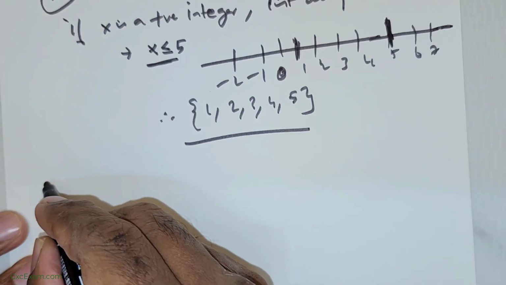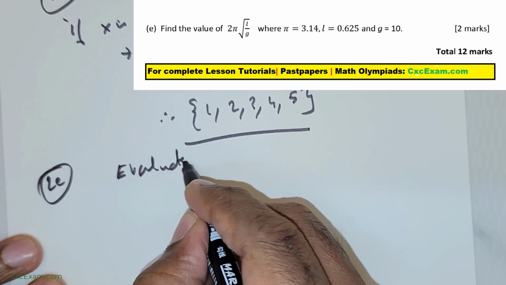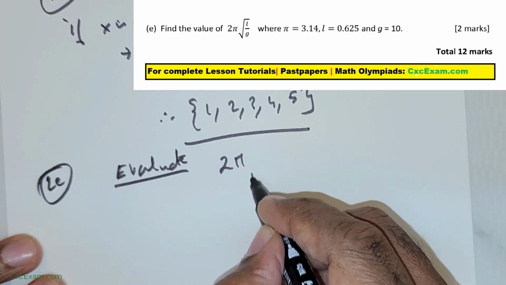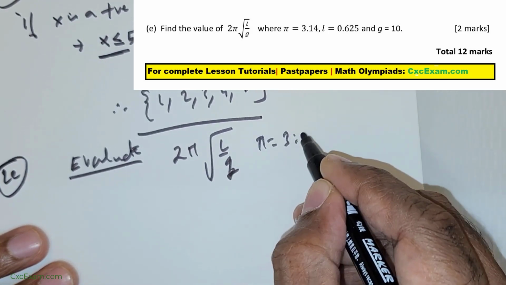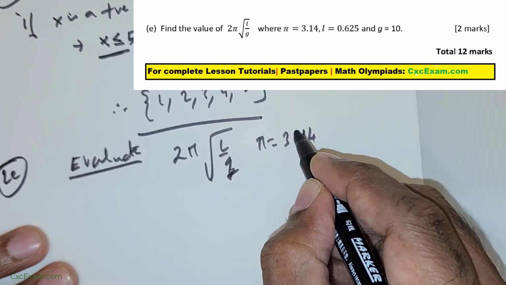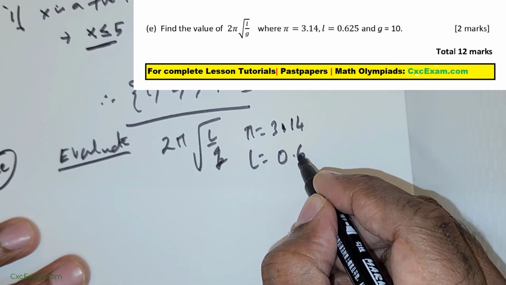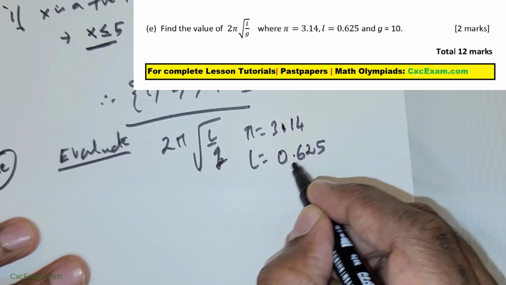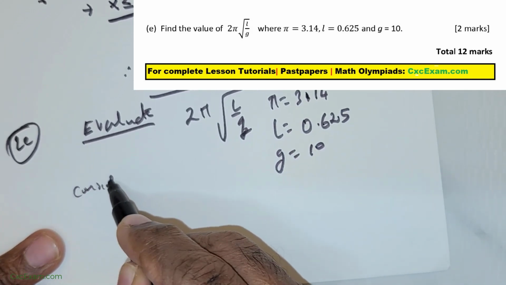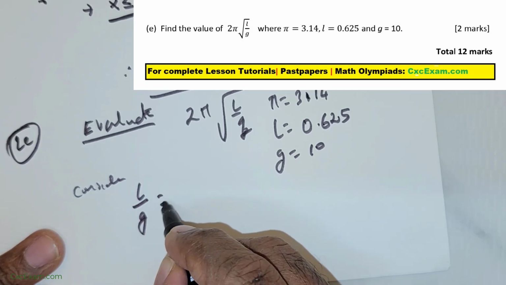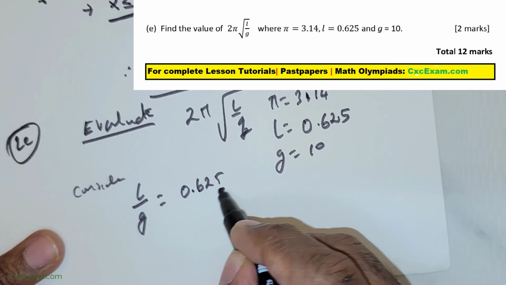Now this is 2e. We are asked to evaluate 2 pi root of L over G, and we have pi to be 3.14, L is 0.625, and G is given as 10. So foremost you consider L over G, 0.625 divided by 10.